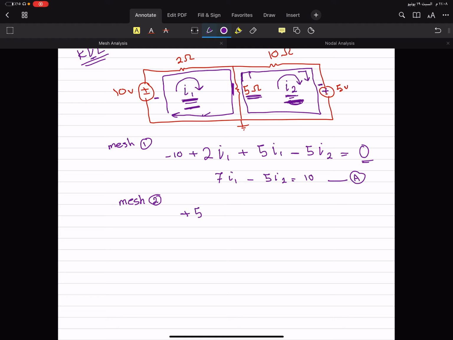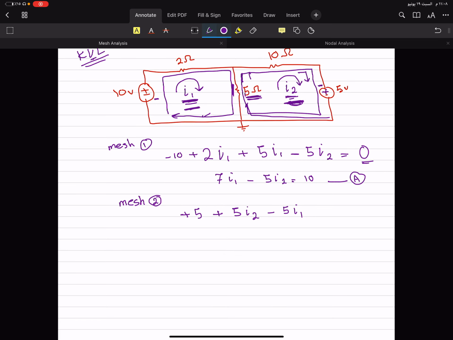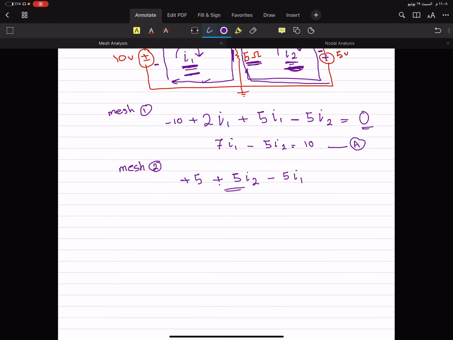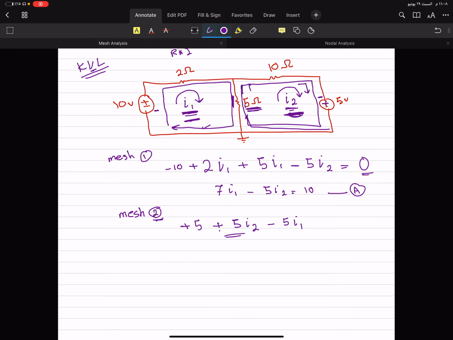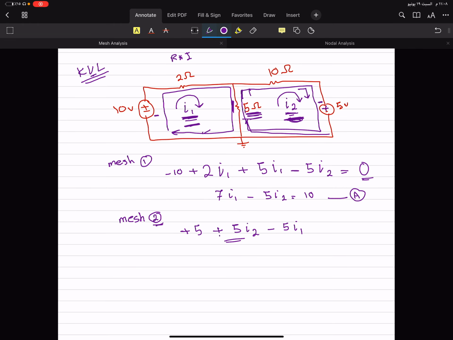Plus 5, and the arrow comes through here, so it's plus 5 I2. The 5 has another current, which is I1 in the outer mesh, so it will be minus 5 I2, sorry, minus 5 I1, because now I1 is outer, not I2. I2 is inner, so that's why it's positive. I1 is outer, because I'm dealing with mesh 2. So when you're dealing with mesh 2, I2 will be inner, so it will be positive, and I1 will be outer, so it will be negative, okay?